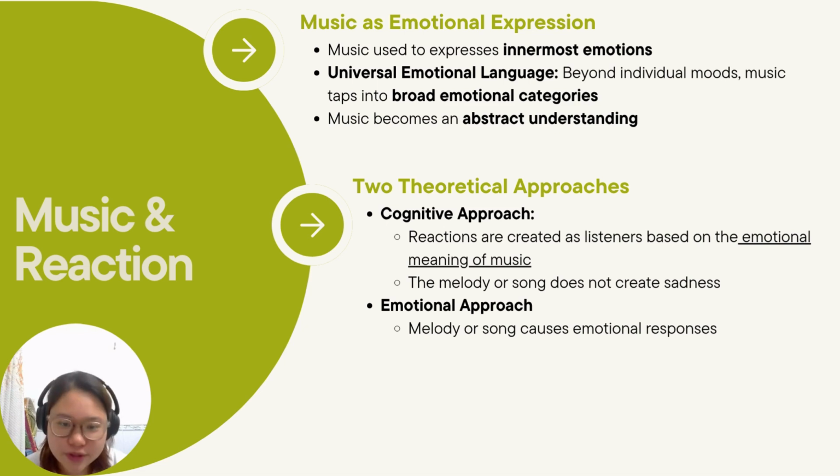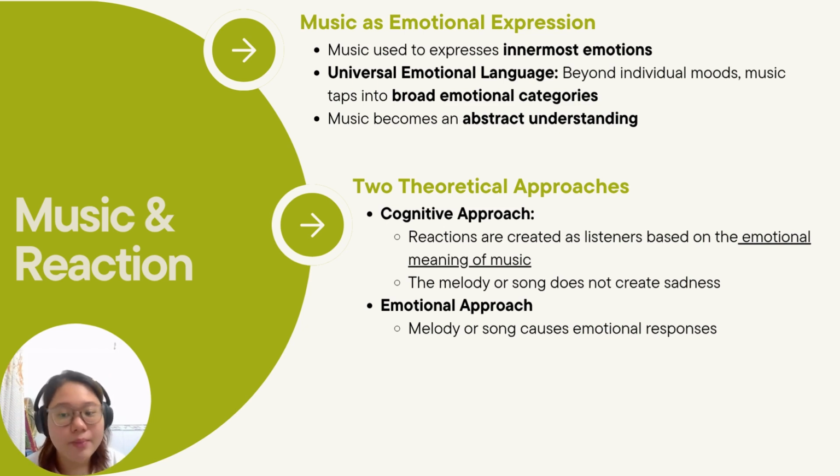There are two theoretical approaches when explaining the relationship between music and reactions. The first is the cognitive approach. This approach is more linked to the universal emotional language I talked about above, because it claims that the reaction individuals have as they listen to music is based on the emotional meaning of music. It means individuals can recognize sadness in a music genre, and the melody or song in this approach does not create sadness. So when we hear a sad song with a slow tempo or minor chords that sound very sad, we catch the sadness just from the music. If it's a ballad, we think it is sad, and it has nothing to do with the melodies of the song.